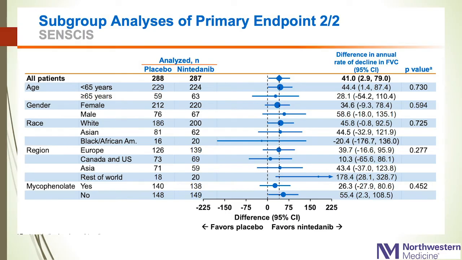This is a subgroup analysis that, rather than looking at the clinical features of the disease, looked at the patient population. So they looked at gender, race, what country they were enrolled from, and whether they had been on mycophenolate at baseline or not. And what we saw was that age did not matter, gender did not really matter.